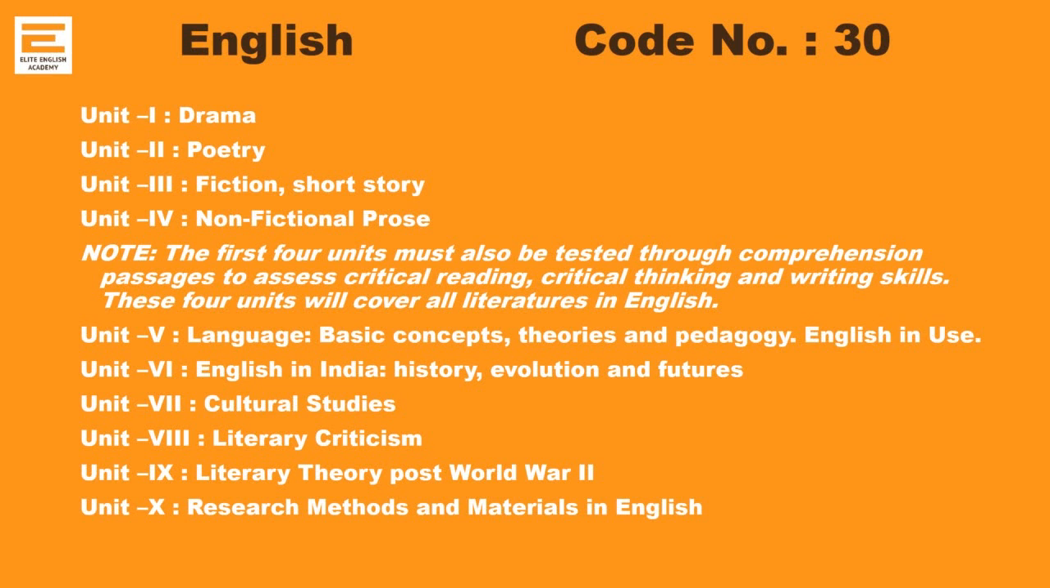first 4 units. So it is very difficult to study genre wise, but we have to study age wise. For example, age of Chaucer, then age of Shakespeare, then Jacobean age, Restoration age. Like that, in every age, you have to categorize who are the dramatists, who are the poets, who wrote both drama and poetry. Then in the later part, fiction, short story, non-fictional prose. So in every age, if you categorize the works based on the genre, then it will be easy for preparation. That's how we are doing it.